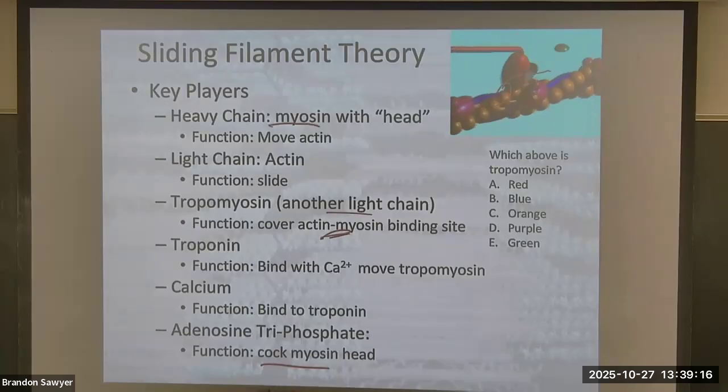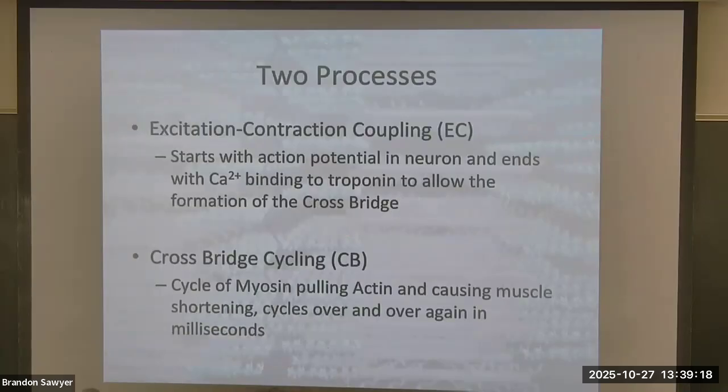Okay. So what we're going to talk about is these two separate processes that are both part of the sliding filament theory. The first one is called excitation contraction coupling. This starts with what we call an action potential. This is the language of the nervous system, right? This is when an electrical signal gets sent down a neuron, and that signal gets passed over to the muscle cell, and then we activate the muscle cell.